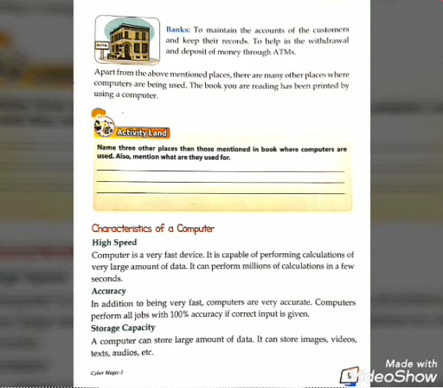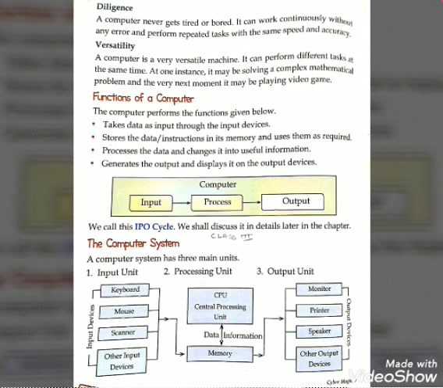Now the third characteristic of a computer, storage capacity. A computer can store a large amount of data. It can store images, videos, text, audios, etc. Now come to the next page, page number 10. Here, diligence. We know that a computer never gets tired or bored like us. It can work continuously without any error and perform repeated tasks with the same speed and accuracy.